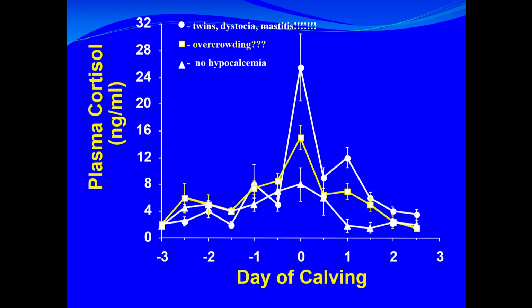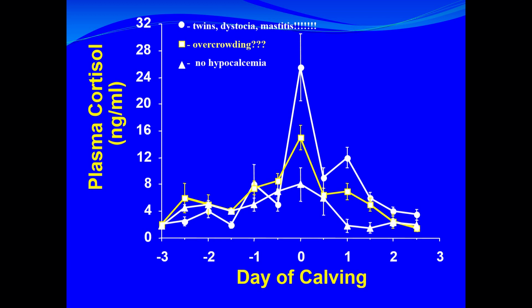When we look at the hormonal changes, certainly a big player is cortisol. And cortisol concentrations are supposed to rise maybe 1 to 2-fold around the time of parturition. Most people feel that this is the signal that initiates parturition in the bovine. But you can see that if an animal is somewhat hypocalcemic or has been overcrowded, we see a bigger rise in cortisol than is normal.